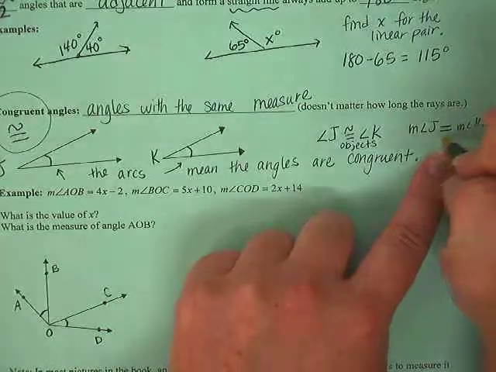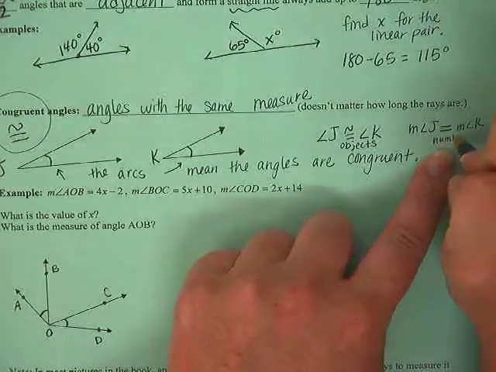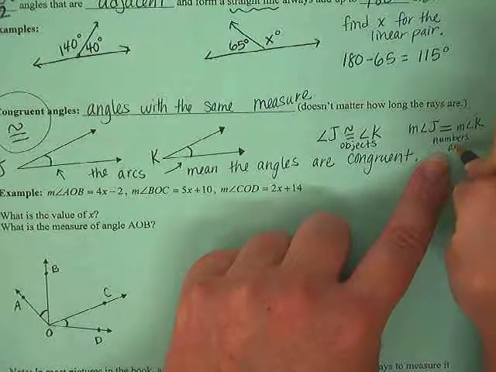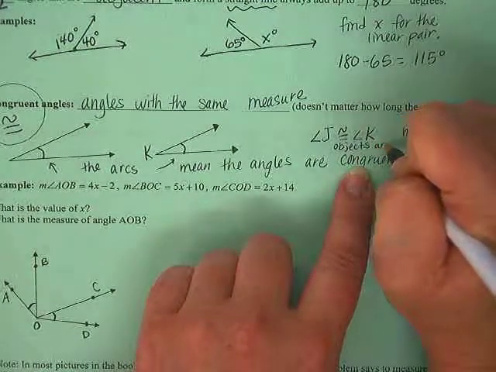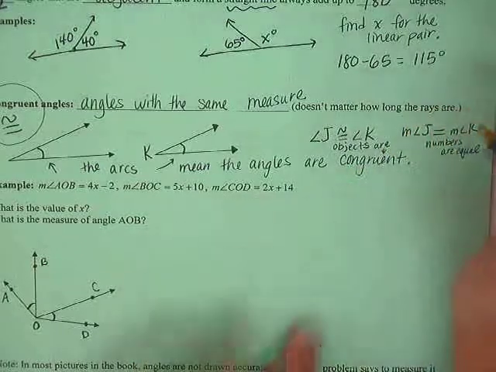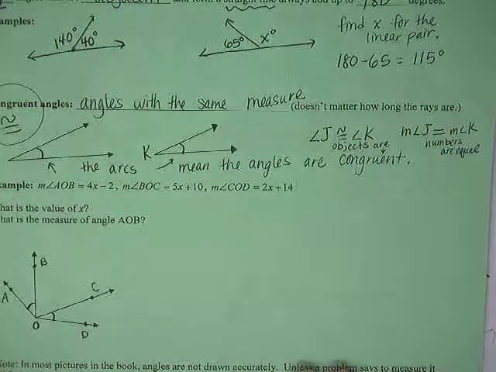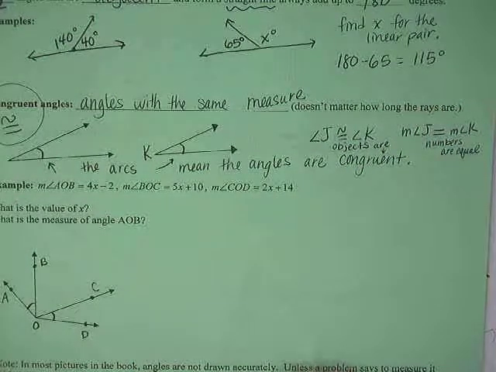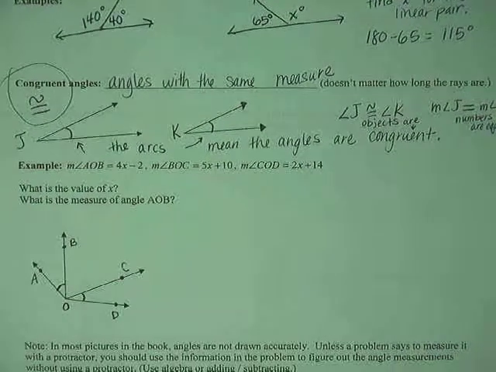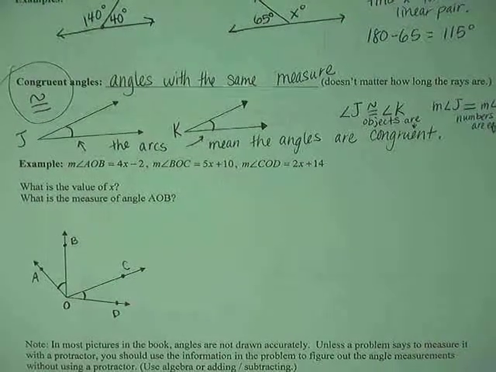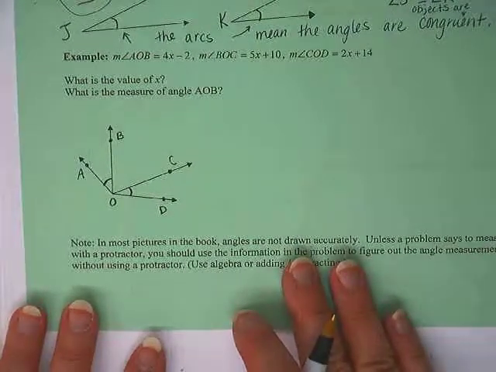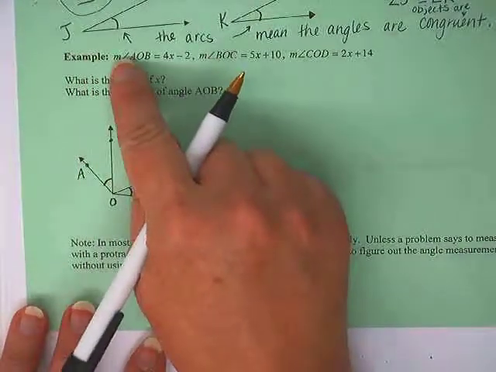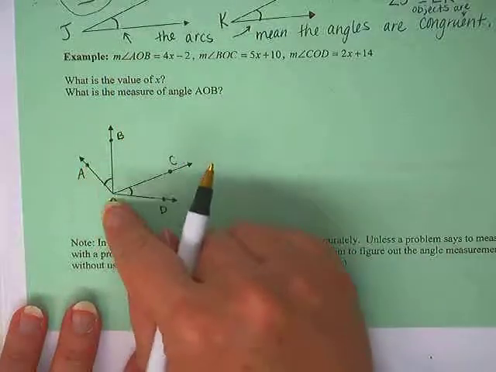You guys need to understand the difference between when you use congruent and when you use equal. Congruent is objects, and equal is numbers. Numbers are equal, objects are congruent. Okay? You need to try and get the hang of that because it's a little notation thing that can be confusing in geometry.